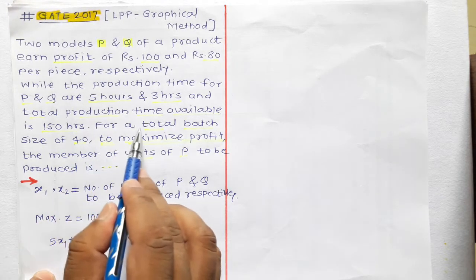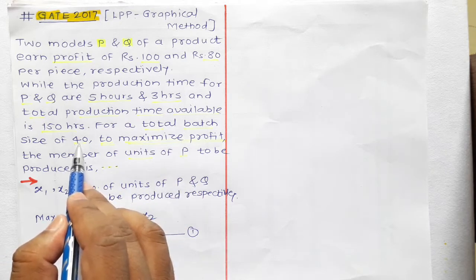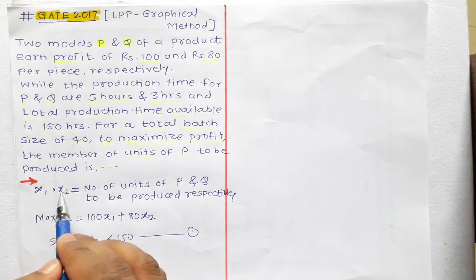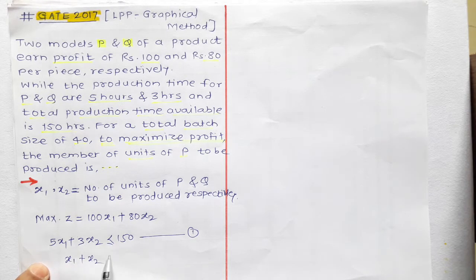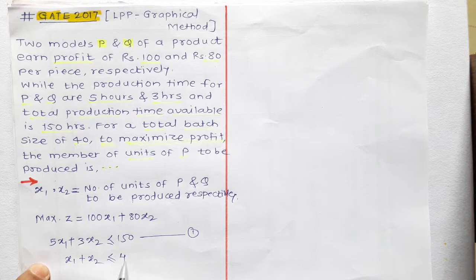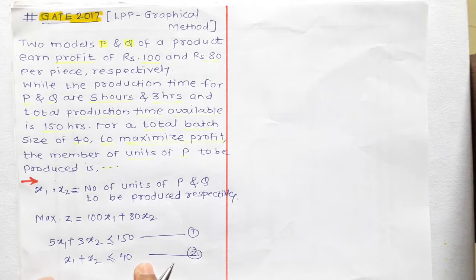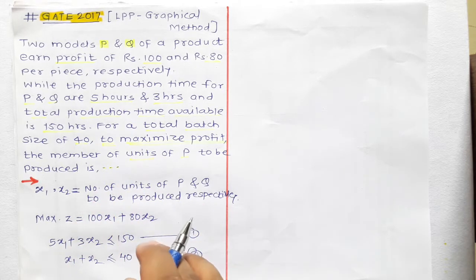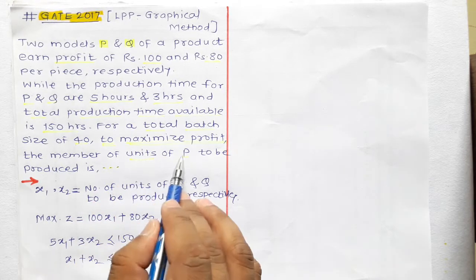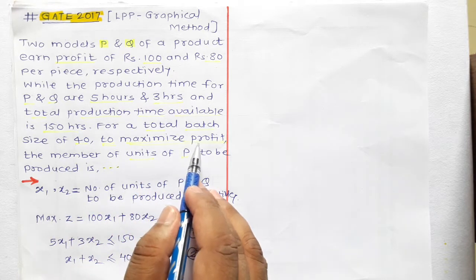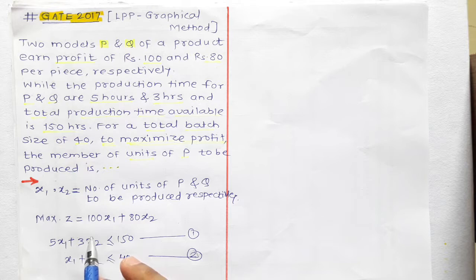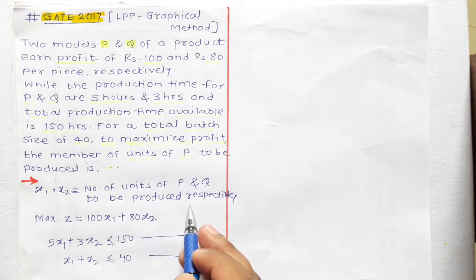Now second, batch size is given, it is 40. So we have the number of units of P and the number of units of Q. That means X1 plus X2 is less than or equal to 40. So this is the second constraint given in this problem statement. And we have to find out the units of P, that is X1, so that the profit is maximum. So let us express constraint number 1 and constraint number 2 in the form of lines by the graphical method.